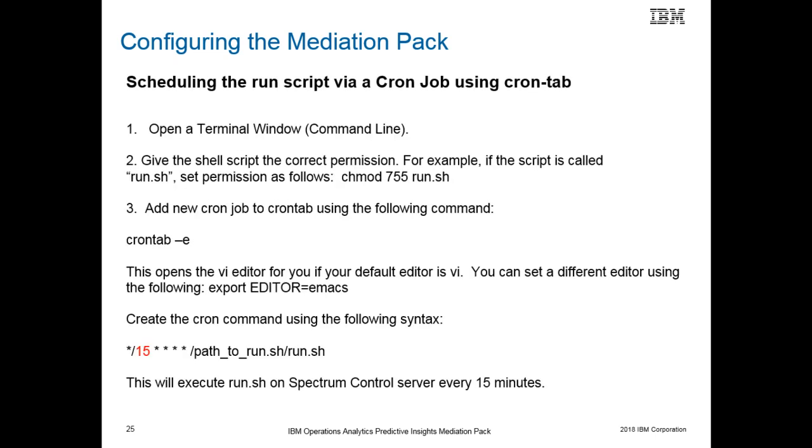The steps to schedule a cron job to execute the run.sh file are shown in this slide. Note that the red 15 indicates that the cron job will be run every 15 minutes. You must make sure that the correct path to execute the run.sh file is set.